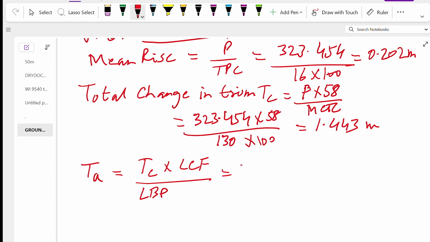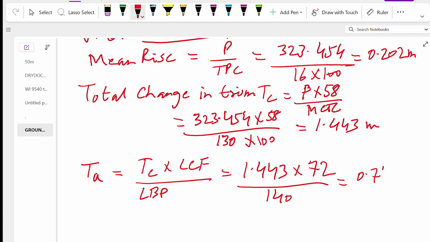It will be 1.443 into LCF is 72, because it's 2 meters forward of midship, upon LBP 140. So in meters 0.742. This is the change in the draft aft due to trim.